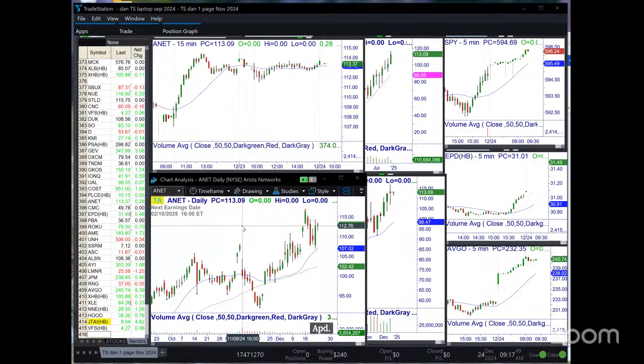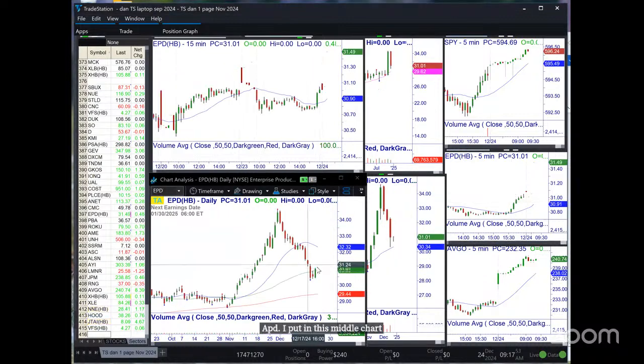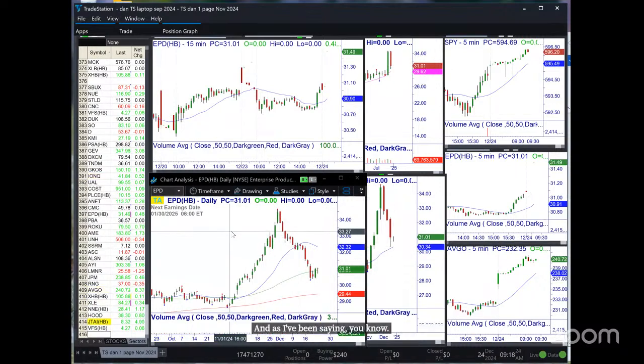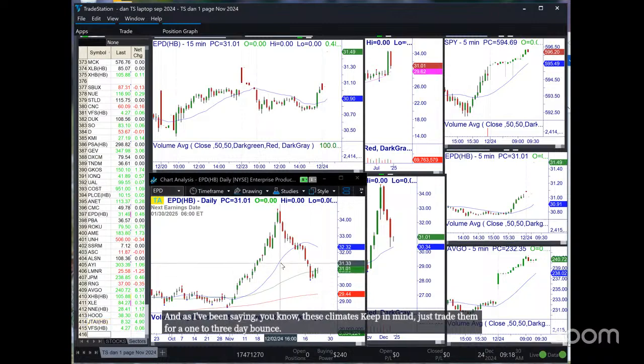EPD. I put in this middle chart right here. Now this one's a Climo. And then you got a 4 bar turn. And then you got a 1, 2, 3. So I like this one. It just went sideways here. So in no way am I predicting that it's going to blast through that, but you got a buy setup on the weekly. And as I've been saying, these Climos, just keep in mind, trade them for a 1 to 3 day bounce. And that's a perfect candidate.